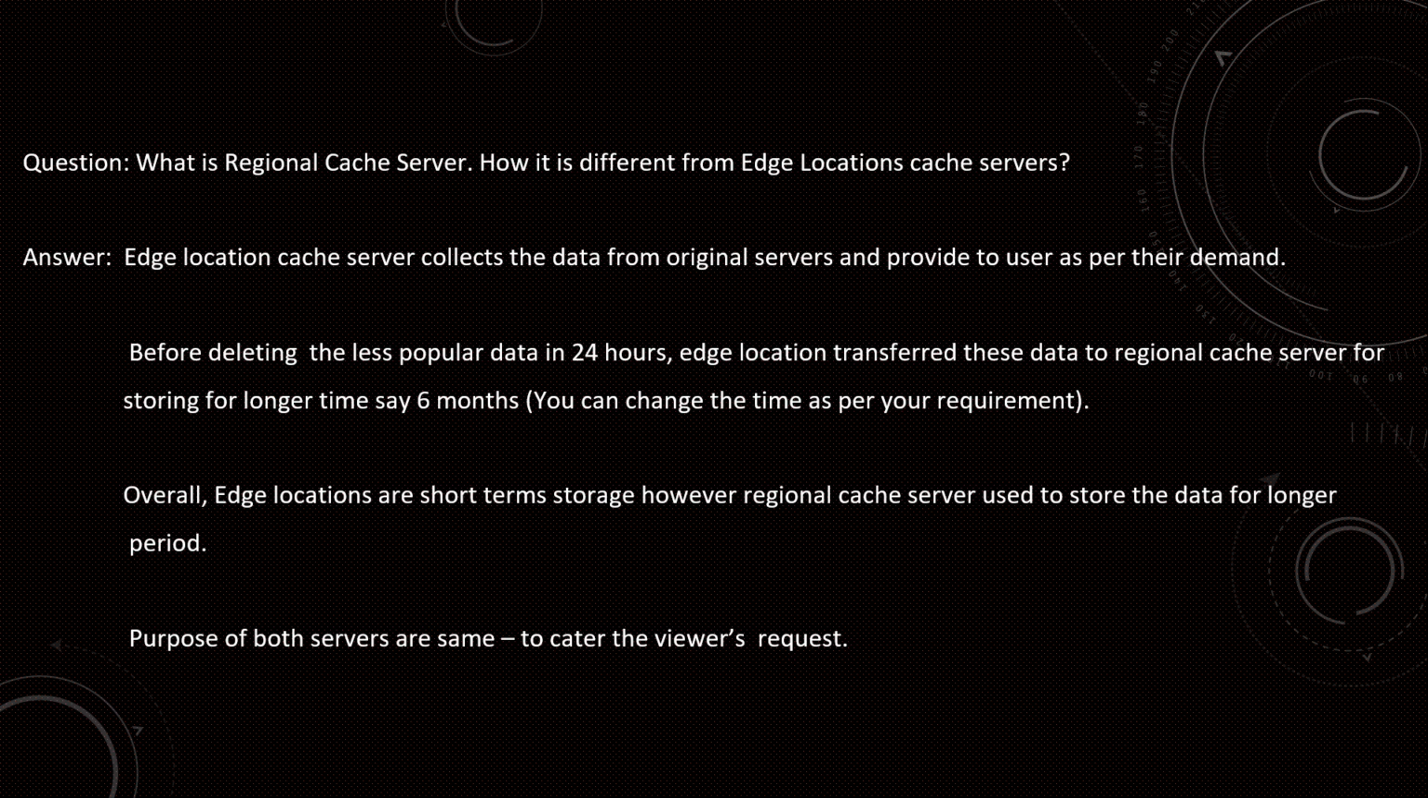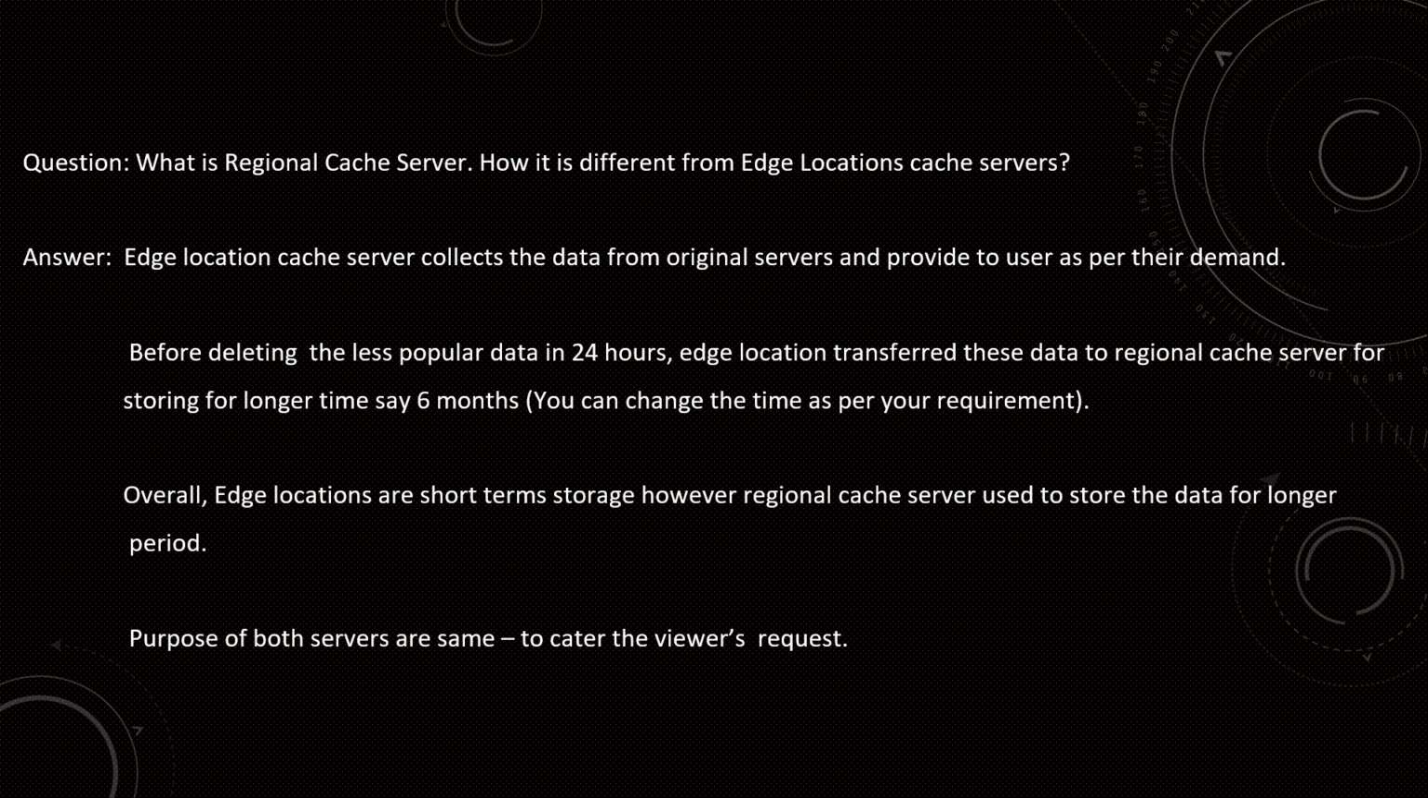What is a regional cache server? How is it different from an edge location cache server? So the edge location cache server collects the data from original servers and provides it to users as per their request. Before deleting the less popular data in 24 hours, the edge location transfers this data to regional cache servers for storing for a longer time, say 6 months, 3 months, whatever the policies are. We can change this as per our requirement. So overall edge locations are short-term storage, however regional cache servers are used to store the data for a longer period.